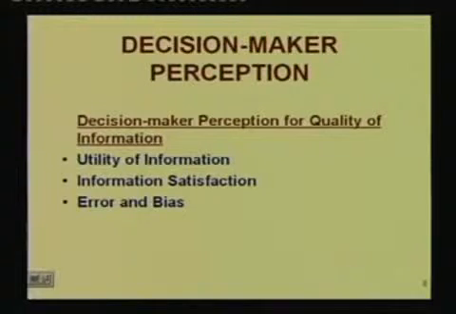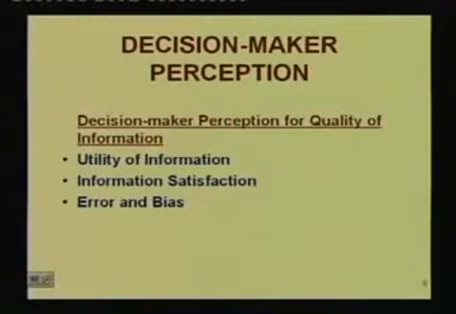In this context, we basically have three perceptions from the decision maker's point of view. One is, what is the utility of that information? Suppose I am a decision maker making a financial investment decision, and I receive a piece of information that the company is going to start up a new venture, and we find that a similar venture elsewhere in the country has become extremely successful. So how does this particular information help us or make us change our decision?